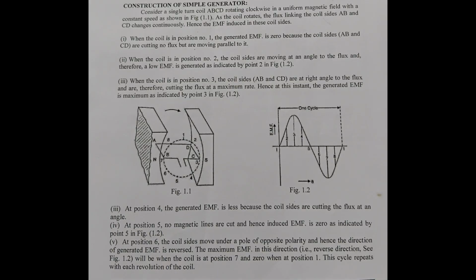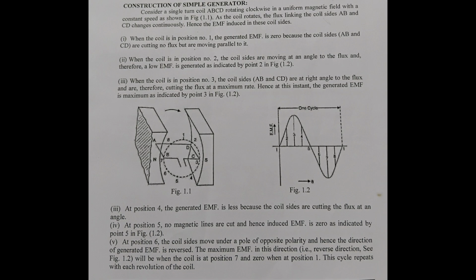Position 6 to 7. Now the coil moves under a pole of opposite polarity. The EMF reverses direction and reaches maximum in reverse at point 7. Position 8 and back to 1. The EMF again reduces to 0 as the cycle completes. So we observe one full sinusoidal cycle of EMF in one revolution of the coil.